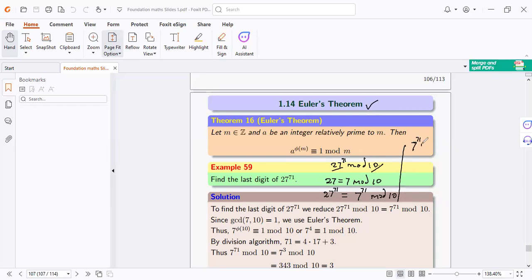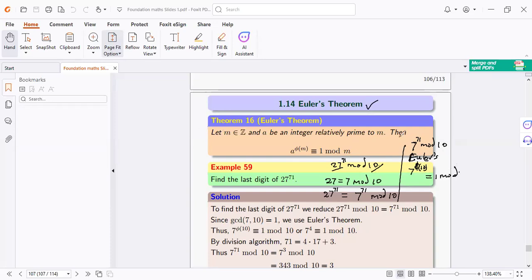Raised to 71 mod 10. What does Euler's theorem tell me? Euler's theorem says that 7 raised to phi of 10 would be the same as 1.